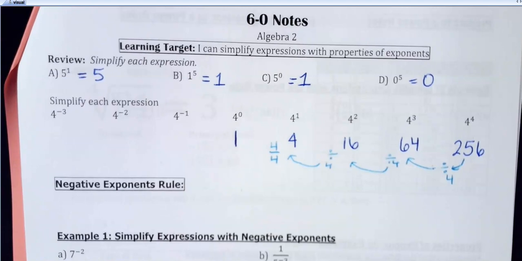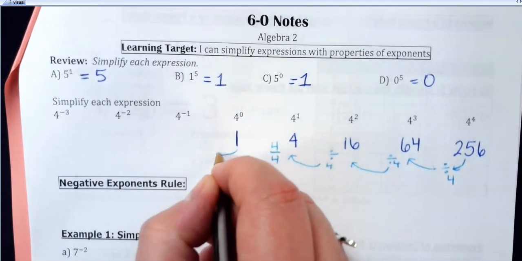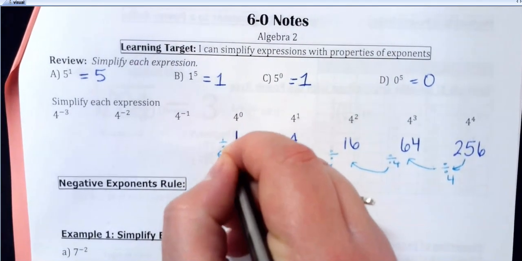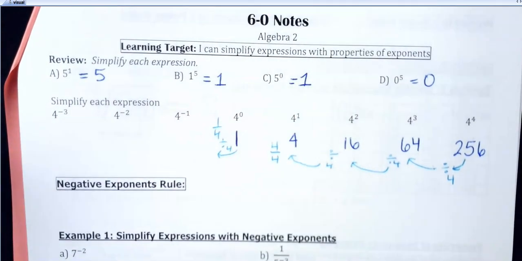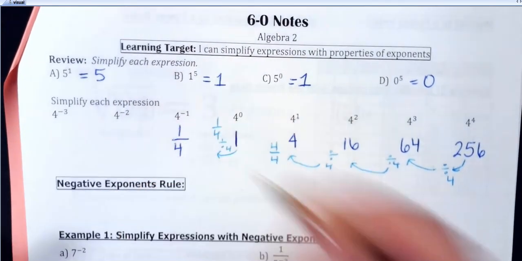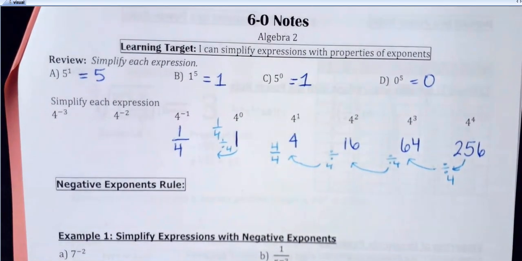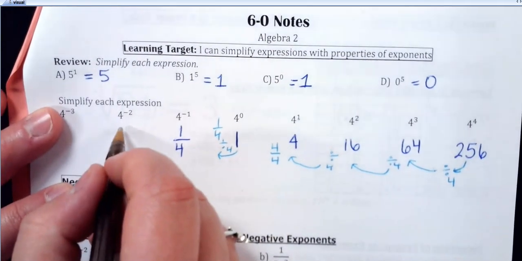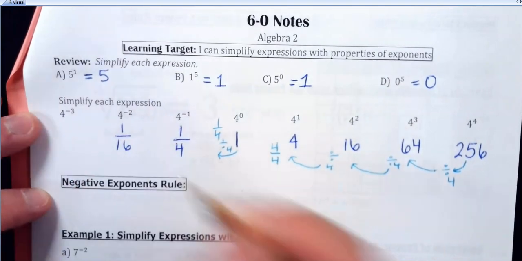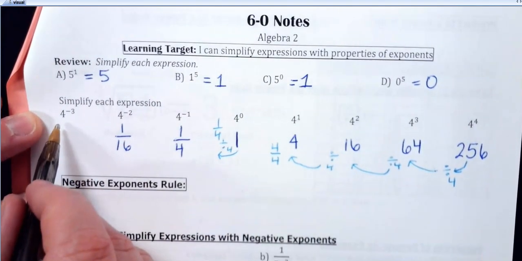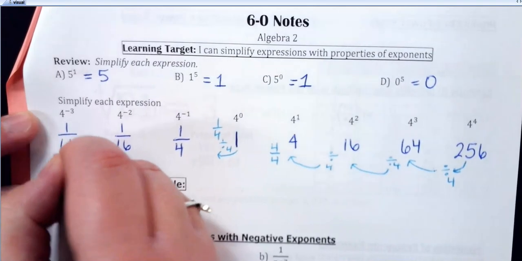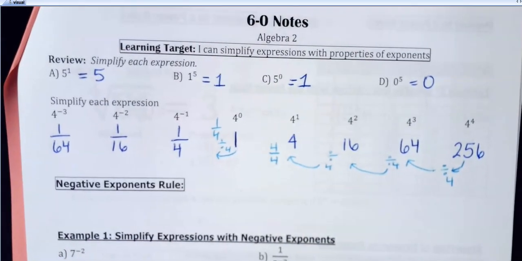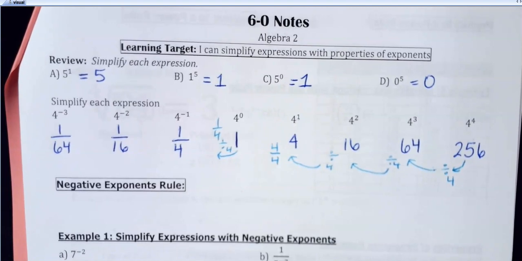Now, the negative exponents, I'm going to write the property underneath here in a second for you. But if I keep following this pattern, this next one, I would divide 1 by 4. So this would be 1/4. And if I kept doing that, this would be 1/4 divided by 4, which is 1/16. And this would be 1/16 divided by 4, which would be 1/64. And you guys can see these numbers match up, like 4 to the negative 2, there's a 16 here. 4 to the positive 2, that's positive 16.